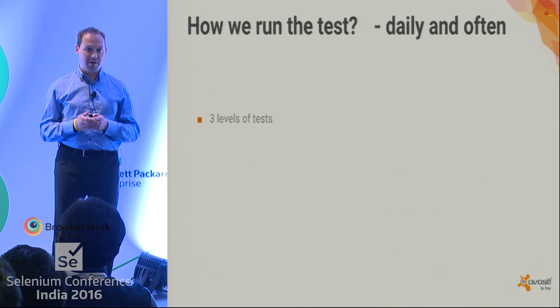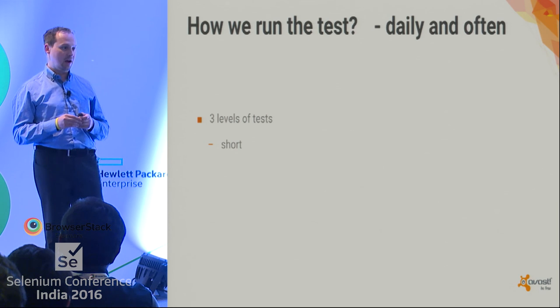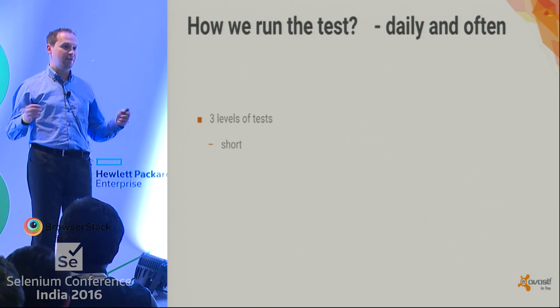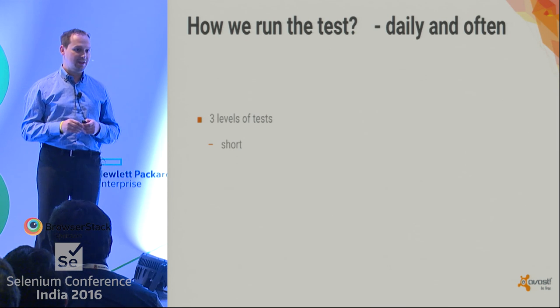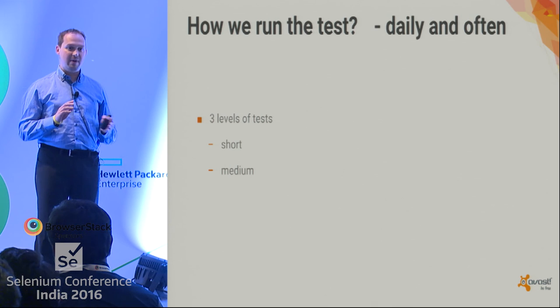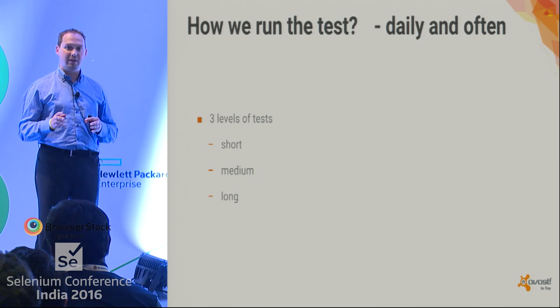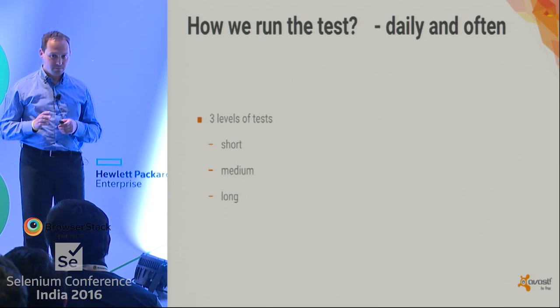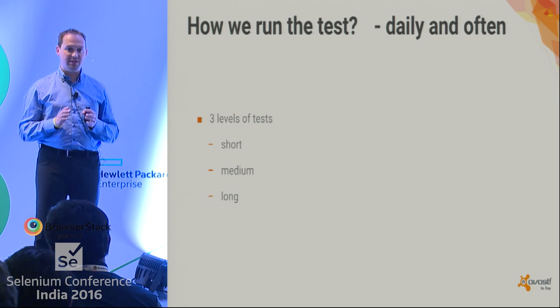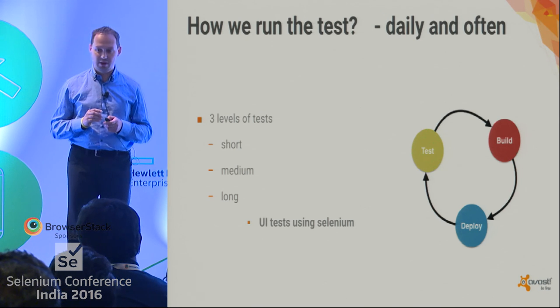We have three levels of tests. The first level are the short tests, the most reliable tests that we have. They should tell us that if we have a new build of our antivirus, it won't break the computer. Then we have a medium set of tests, which tell us that the basic functionality of Avast works. And then we have a long suite of tests, which tell us that all the components work in a proper way. And actually, this is where our UI tests are running.